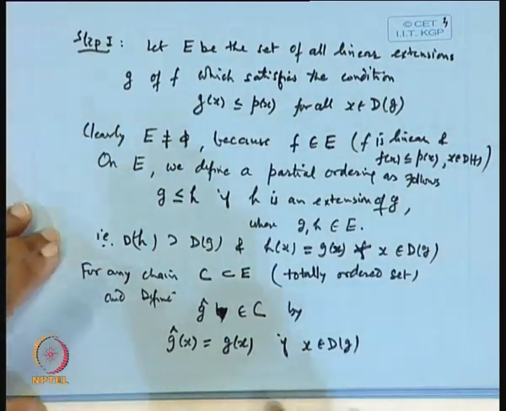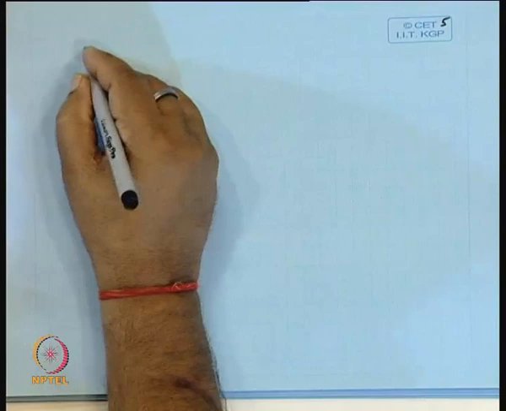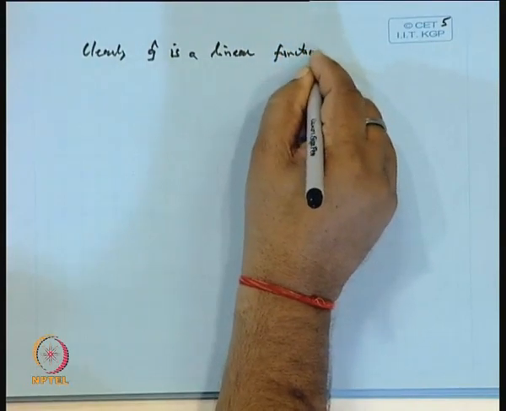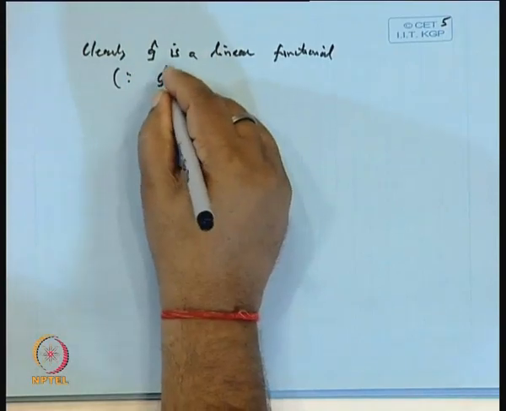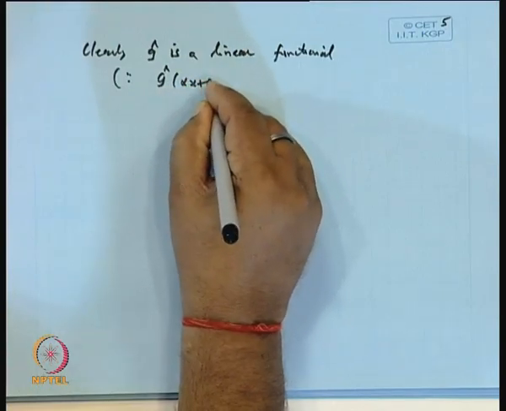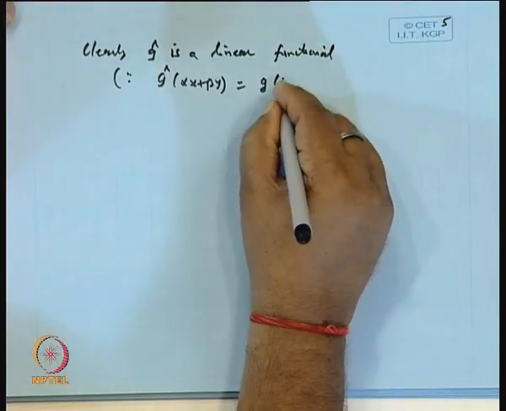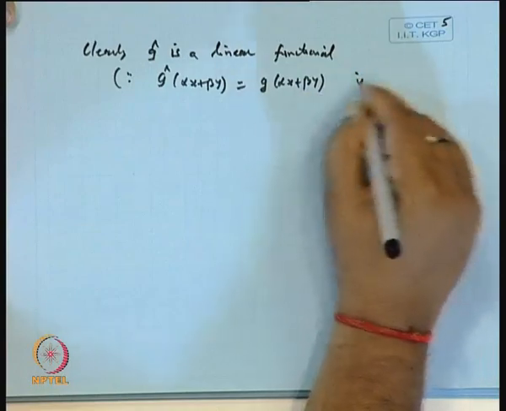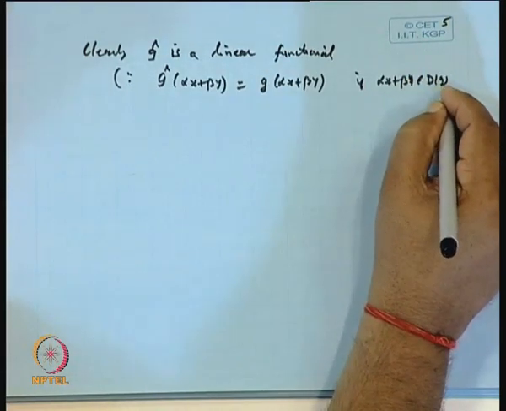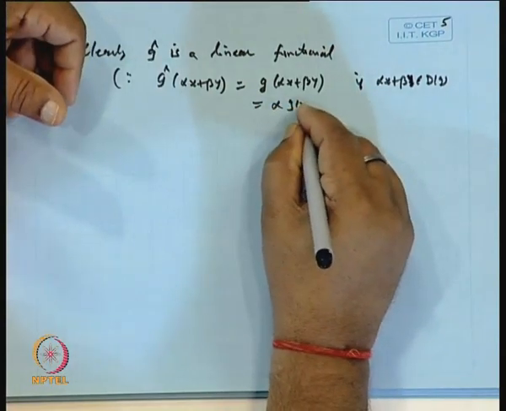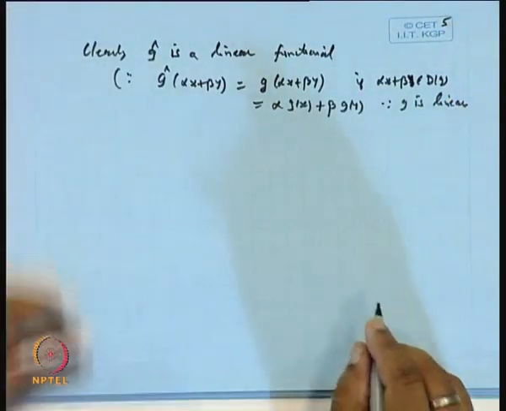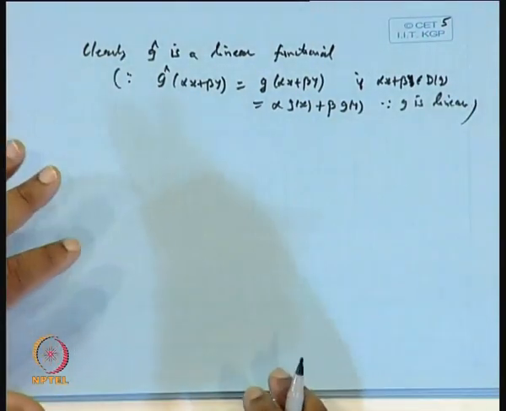Now this G hat is clearly a linear functional. Why is it linear? Because if I take G hat of alpha x plus beta y, then by definition this will be equal to g of alpha x plus beta y, if this point alpha x plus beta y belongs to the domain of g. Is it not? Because it is a vector space. So if x, y belong to the domain, and g is linear, it will be taken as alpha g of x plus beta g of y, because g is linear. So we get that G hat is a linear functional.